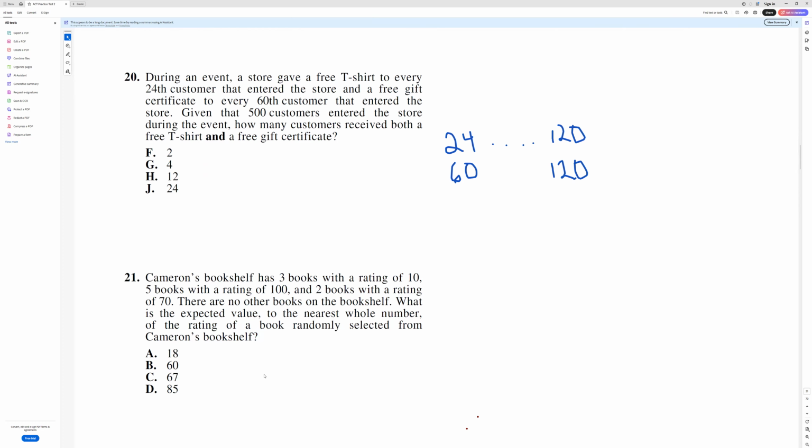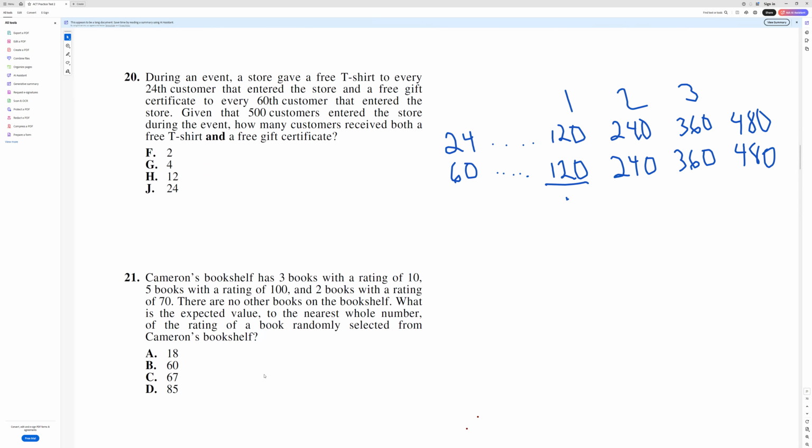That means that if you add another 120, you get 240. Then you get multiples of 12, 36 and 48. Whenever the 24th person and the 60th person match, it is going to be at the 120 and every multiple thereof. So it's going to be one person, 1, 2, 3, 4. 4 is your answer.